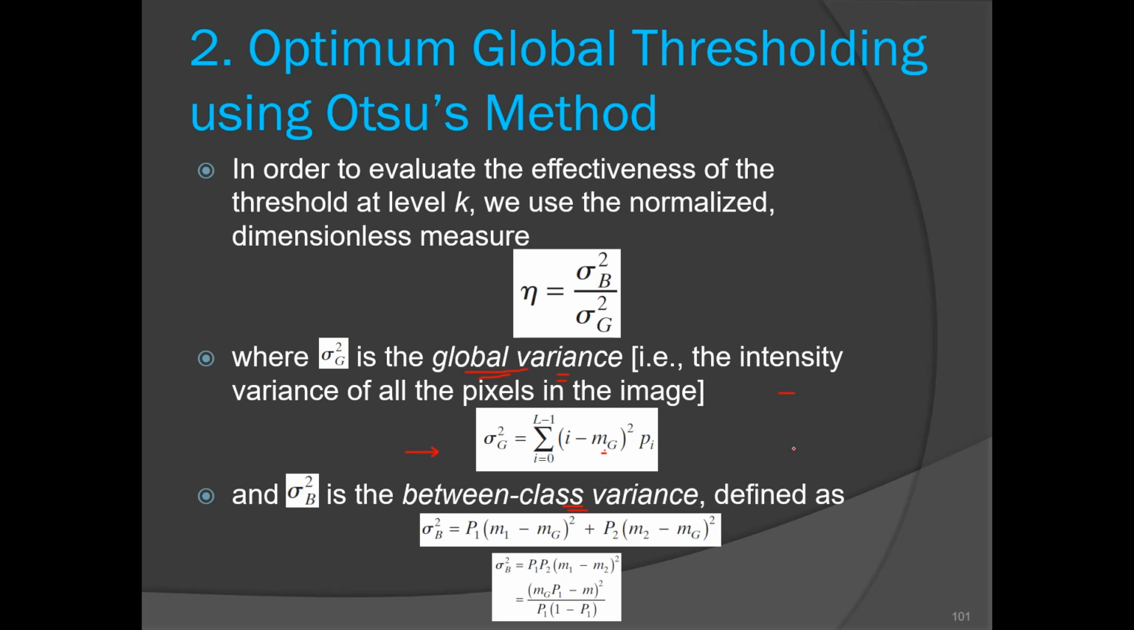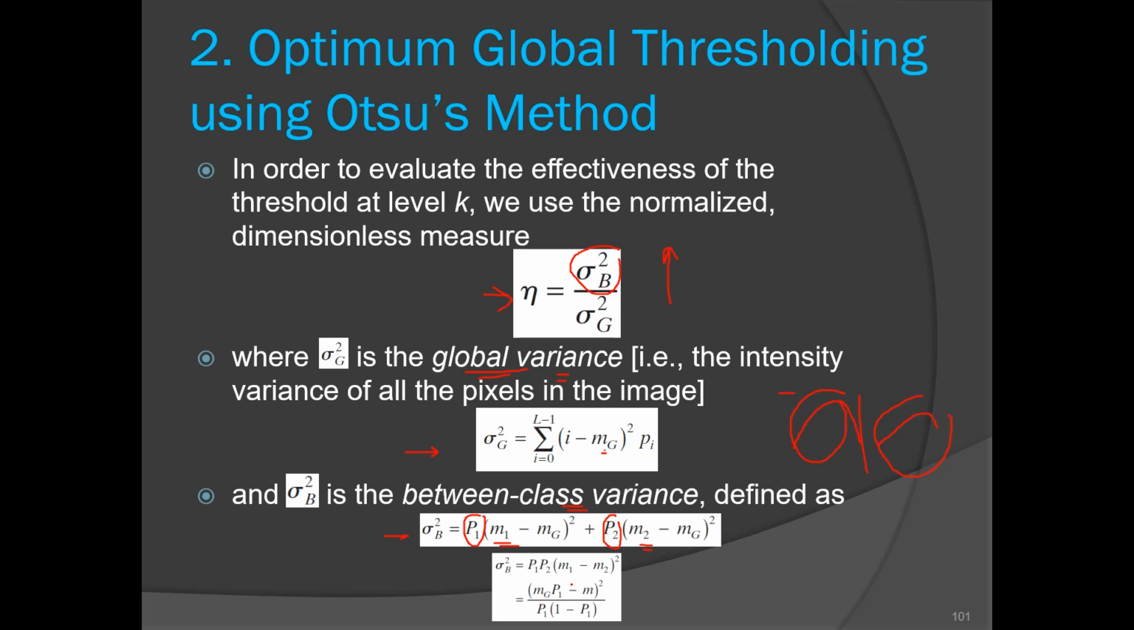Now we have two classes separated by threshold k. We calculate the mean of each, represented by m1 and m2. This p1 is the probability of class 1, and p2 the probability of class 2. Using this equation we are calculating the between class variance. We want its value to be high, because the between class variance should be high, right?